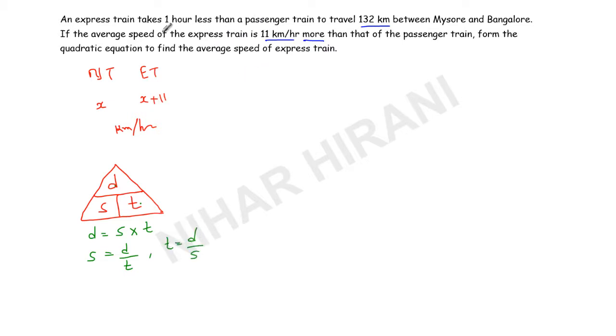Now we know express train takes 1 hour less than the passenger train. It means passenger train will take longer. It means if you subtract time taken by passenger train, let's call it normal train, and express train, then you will get 1, isn't it? Because normal train will take longer and express train will be faster. So normal train will take 1 hour more.